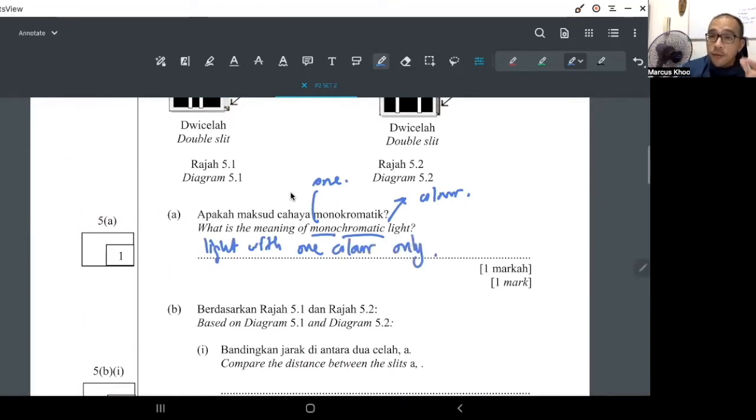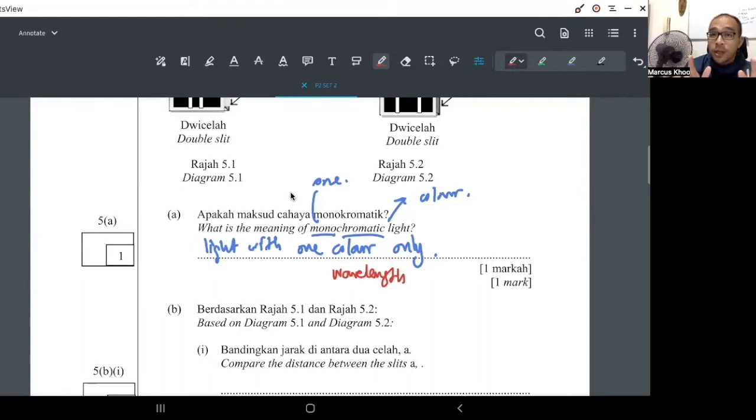But in terms of physics, when we talk about monochromatic light, usually we like to use the word wavelength. Personally, I would answer: monochromatic light is light with one wavelength only. For example, all seven colors of the rainbow are monochromatic. Red is a different wavelength, yellow is a different wavelength, green is a different wavelength, blue is a different wavelength. White is not a monochromatic color because white is actually a combination of all the seven colors of the rainbow.